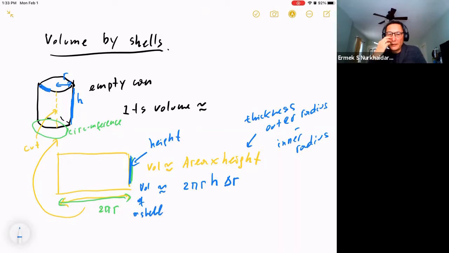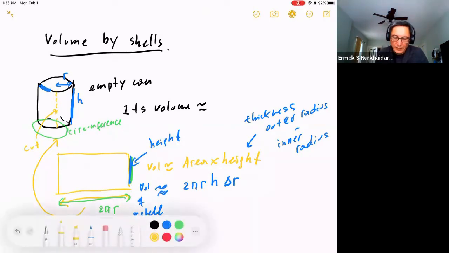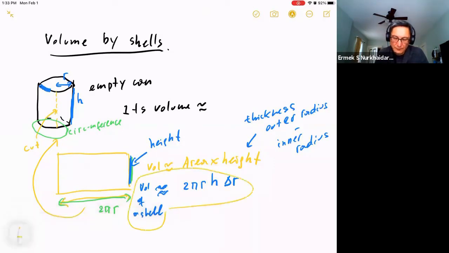Volume of a shell, or empty can. And we said approximately equal because when we flatten that piece of paper on the table, these edges don't have to be necessarily 90 degrees. So there is some small error. That's why it's approximately equal. So that's the volume of a shell, a formula which you're going to be using in a second.